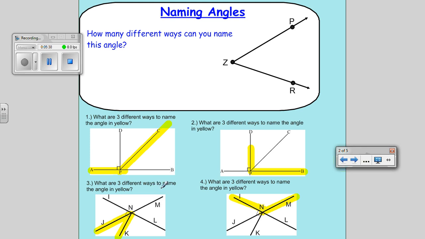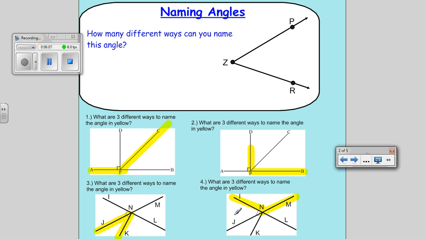This one right here, what are three different ways to name this angle? Well, it's an acute angle. It's with this angle right here. It is also a complementary angle, and it is a part of the supplementary angle as well because we said two or more. So there's three angles here that are making up 180 degrees. So this angle could be complementary, supplementary, and it could be adjacent as well. It could be any of those.